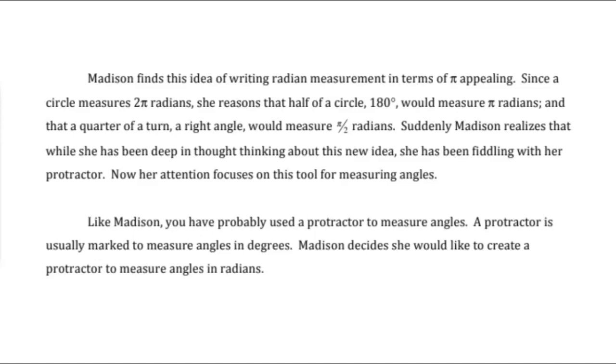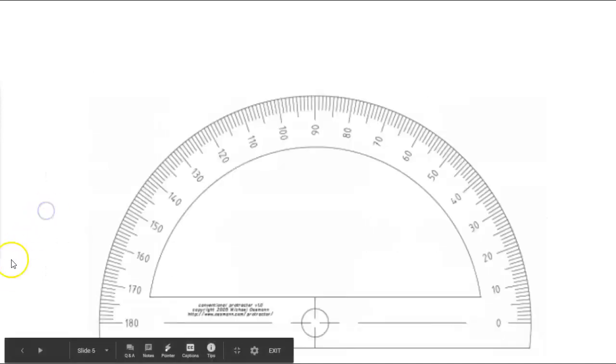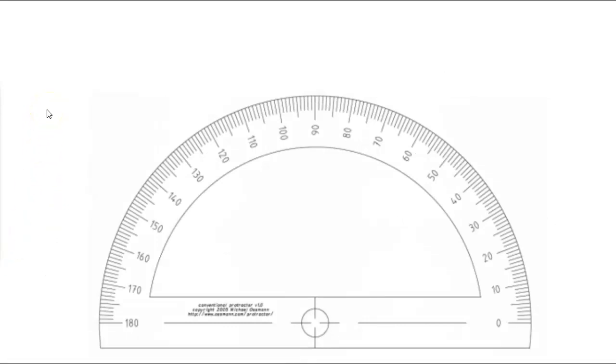Like Madison, you've probably used a protractor to measure angles. A protractor is usually marked to measure angles in degrees. Madison decides she would like to create a protractor to measure angles in radians. So let's take a moment and think about a protractor and how we would divide it into radians.